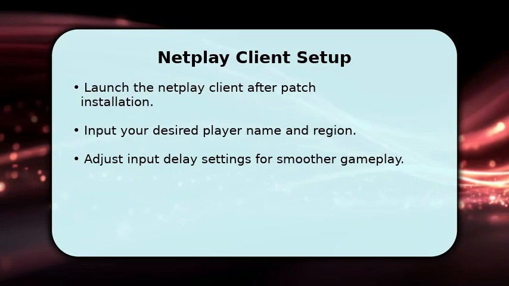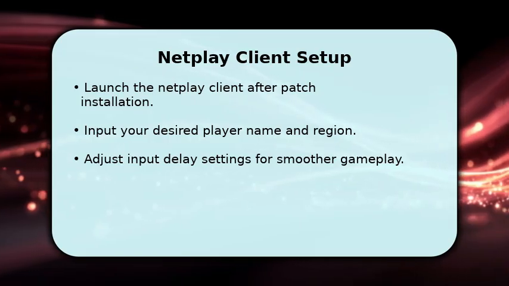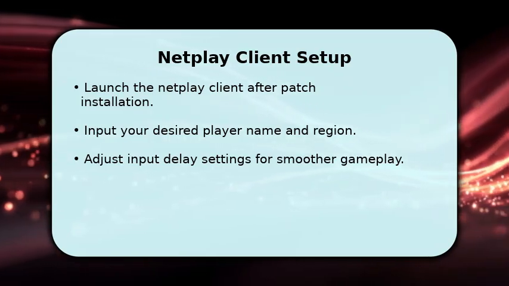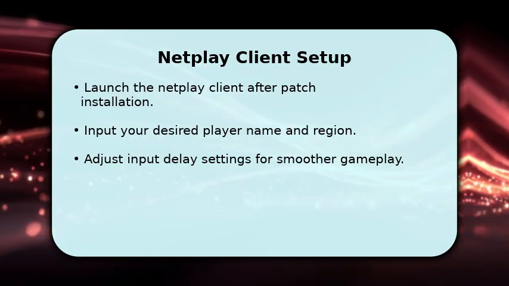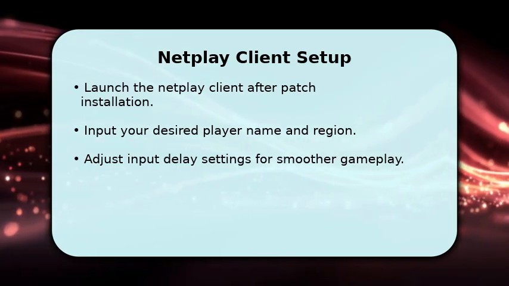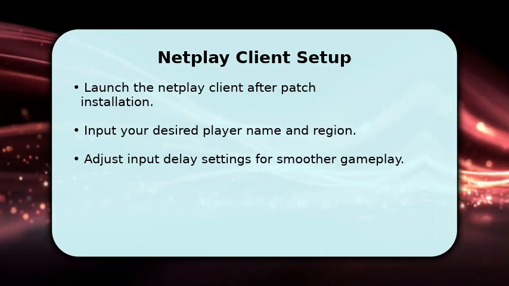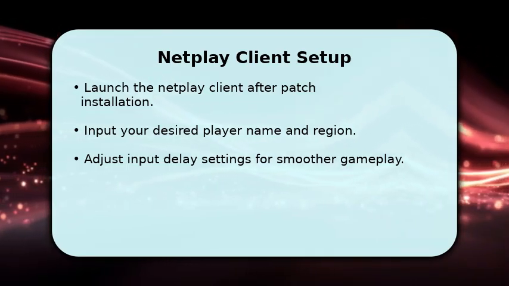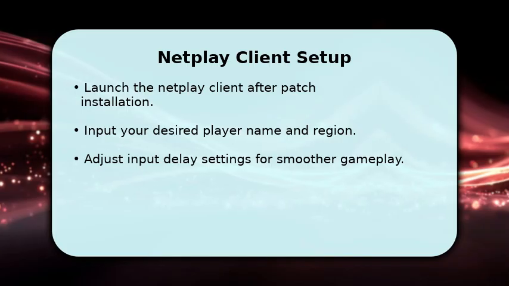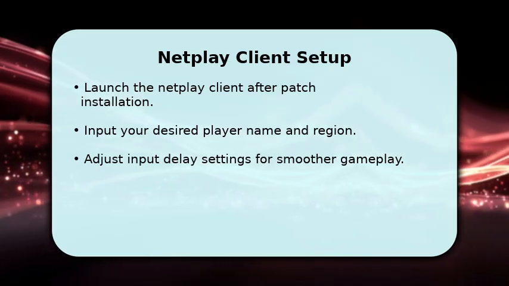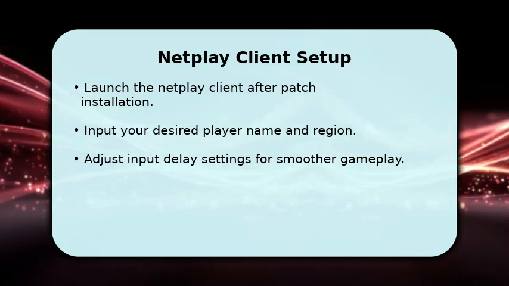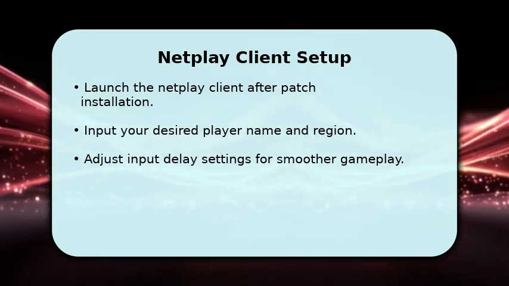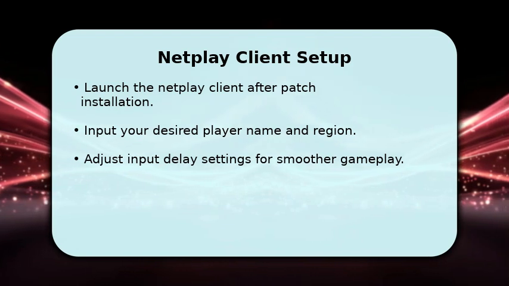After successfully patching your game, launch the netplay client. You'll typically find an executable file like C-Caster.exe. Here, you can set your player name, which will be visible to others online. It's also wise to select your region to find players with lower ping. Experiment with input delay settings. A lower delay offers more responsive controls but requires a stable connection. Start with a default value and adjust as needed.